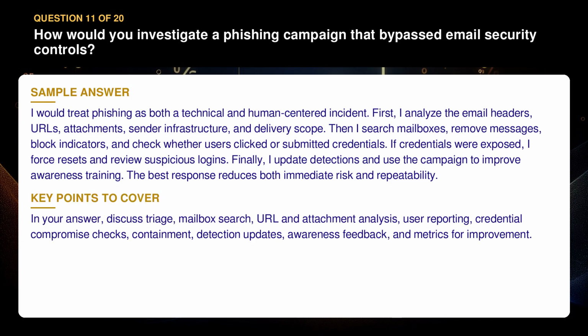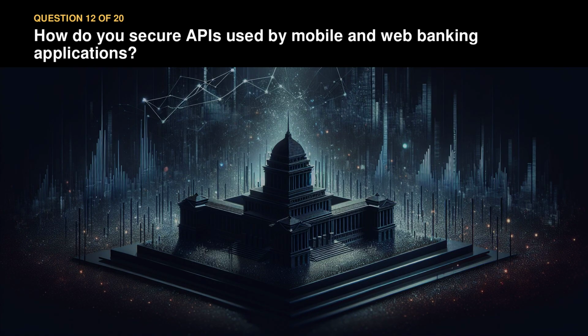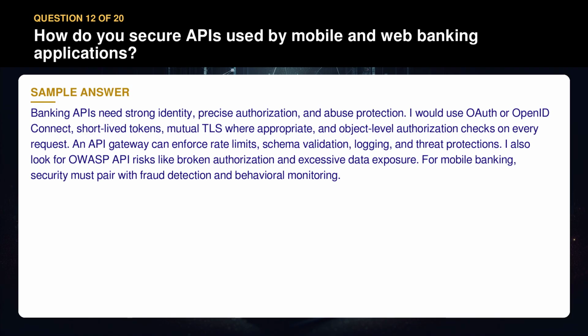In your answer, discuss triage, mailbox search, URL and attachment analysis, user reporting, credential compromise checks, containment, detection updates, awareness feedback, and metrics for improvement. Question 12. How do you secure APIs used by mobile and web banking applications? Banking APIs need strong identity, precise authorization, and abuse protection.